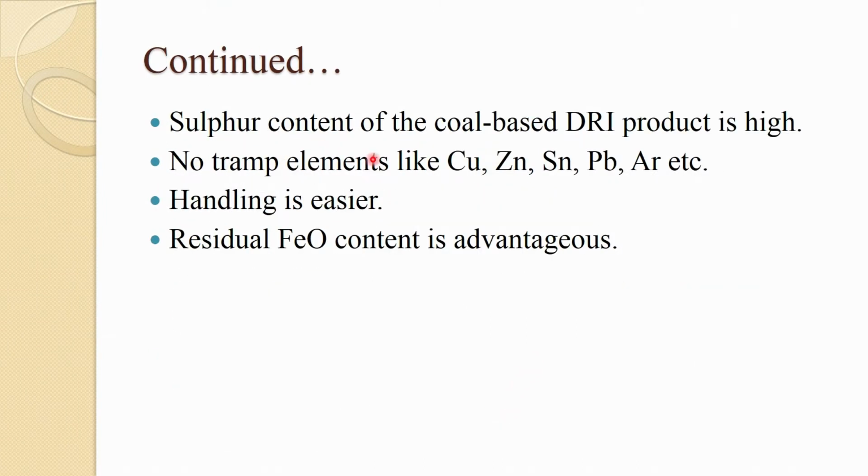And sulfur content, especially in the coal based DRI product, is quite high, because there is no slag which can take it. So, most of the sulfur content is retained in that. So, it is usually quite high. No tramp elements like copper, zinc, tin, lead, arsenic, etc. Handling is easier as a solid product. Residual FeO content is advantageous. So, some of the iron which is not reduced, or even by reoxidation, FeO is formed. This is sometimes advantageous in the later operation.